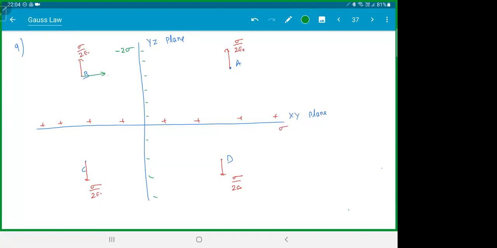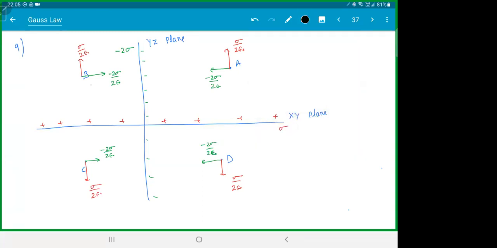So it will be this way. It is minus 2 sigma by 2 epsilon, in each case. Make sense? It comes out as I cap, J cap. If you see, all have the same magnitude.